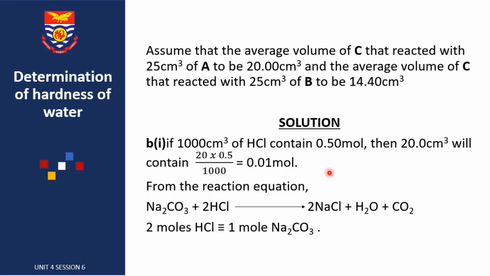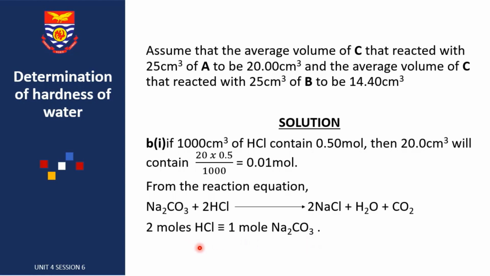Next is to look at the equation of reaction. We balance and look at mole ratio so that we can find the corresponding moles of the carbonate, the sodium carbonate. And from this balanced equation, the mole ratio is 2:1. 2 moles of the HCl will react with 1 mole of the sodium carbonate.